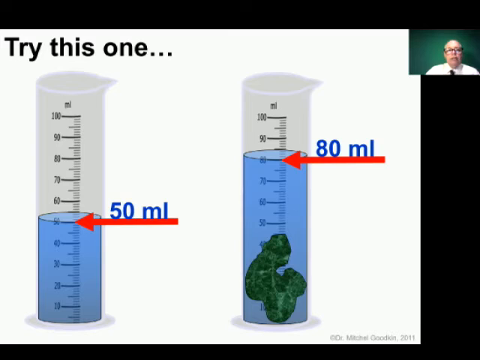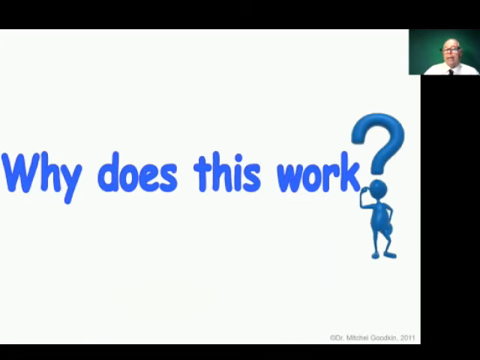So the original graduated cylinder has a volume of 50 milliliters. Now I have that same 50 milliliters, and I've dropped in a rock, and now it is 80 milliliters. So 50 before, 80 is the water plus the rock, which means that the volume of the rock is 30. So why does this work?